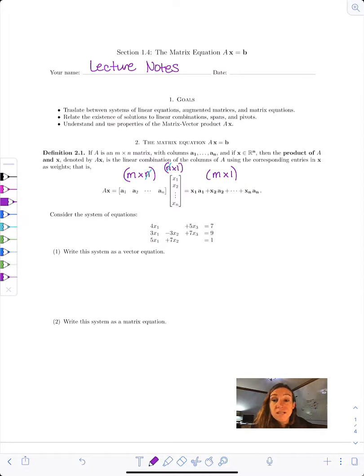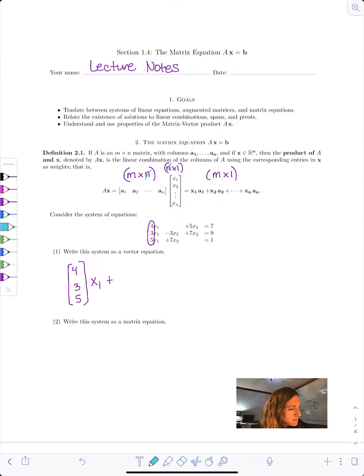So let's just see this in action. Here we have a system of equations, and we're first asked to translate this into a vector equation. You can see a bunch of x1s all multiplied by something. What we really care about is the thing that x1 is multiplied by, this 4, 3, 5. And so we can write that as a vector, 4, 3, 5 times x1.